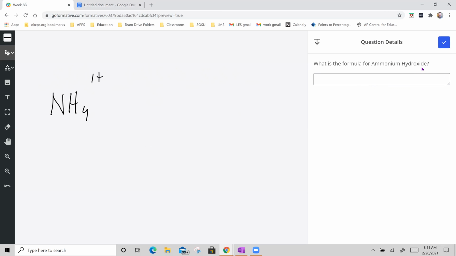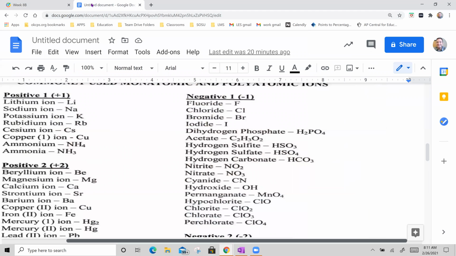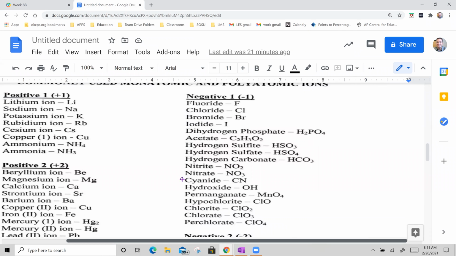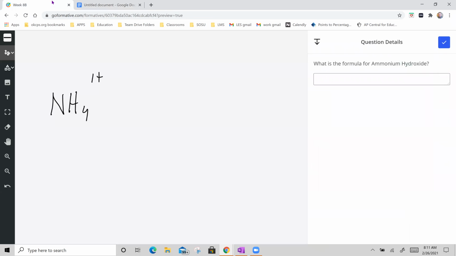And then we should also be familiar with hydroxide. If we go to the back side of our polyatomic ion sheet, we find hydroxide, and it is OH, and it has a -1 charge. And so we say OH, -1. Do the sum of the charges equal 0? Is 1 plus -1? Yeah. So all you have to do is write one of each, NH4, OH.